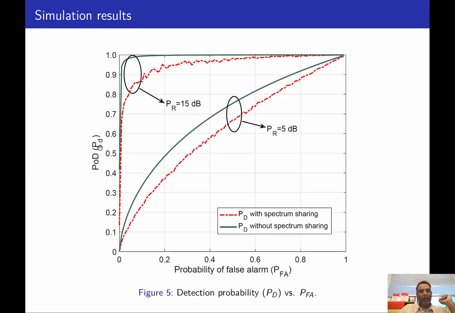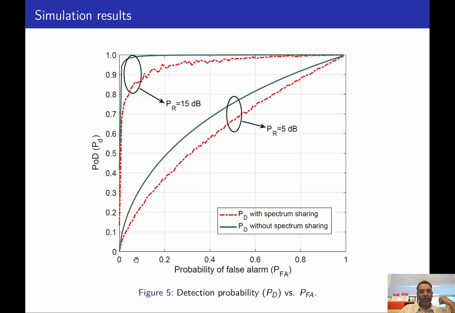So here is again the probability of detection versus the probability of false alarm. Here are the two curves. The probability of detection with spectrum sharing is the red one. The probability of detection without spectrum sharing is the green one, for different transmit powers. This is the 5 dB, and this is the 15 dB radar transmit power.